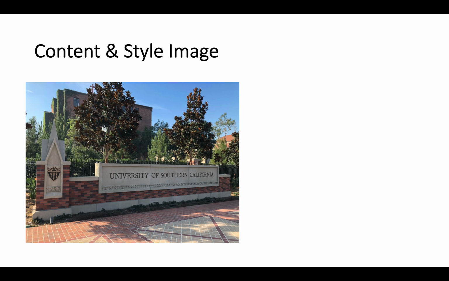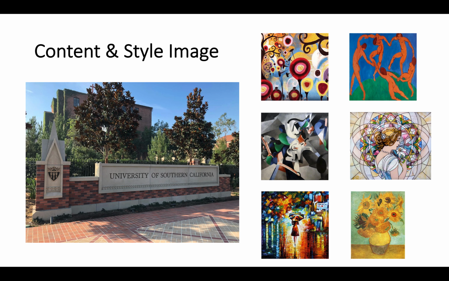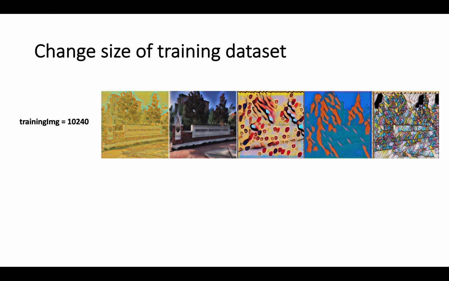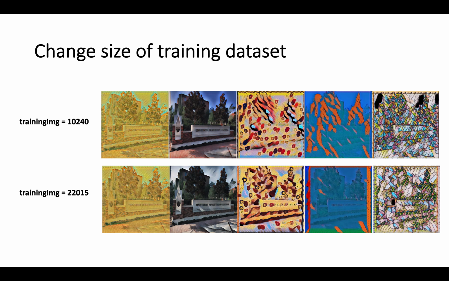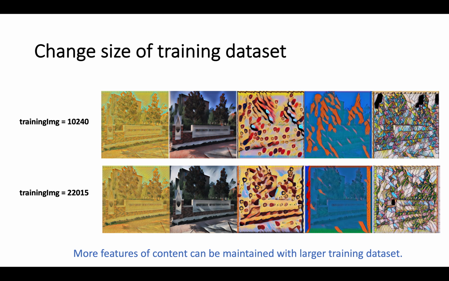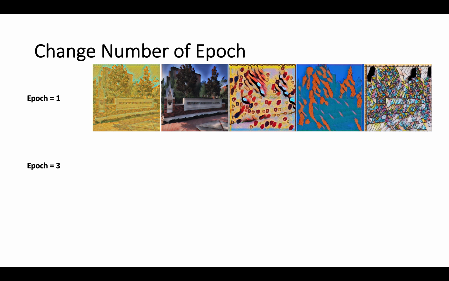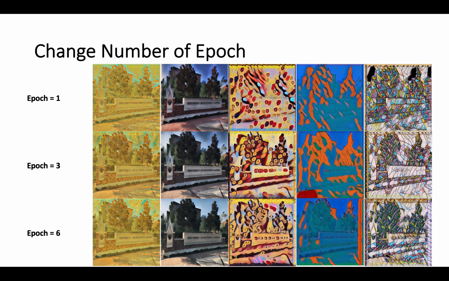We use photos of USC as our content images, and these are the style images. We try to optimize our CNN architecture and parameters. Firstly, we try to change the size of the training dataset from around 10,000 to 20,000. We found that with more training data, more features of the content can be maintained. Then we want to change the number of epochs, and here are the comparisons. We can find that more details of the content can be maintained with more epochs.